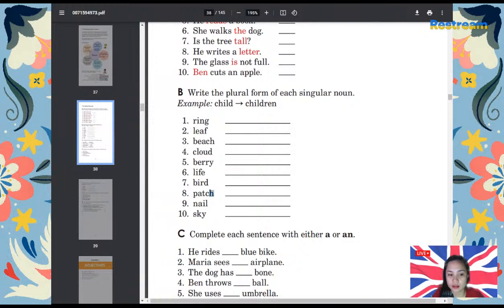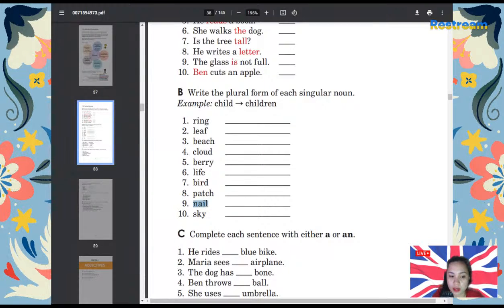This one, again, is like what we did in number three, beach. We have patch. It ends with C and H, so we will just add E and S. So it will become patches.